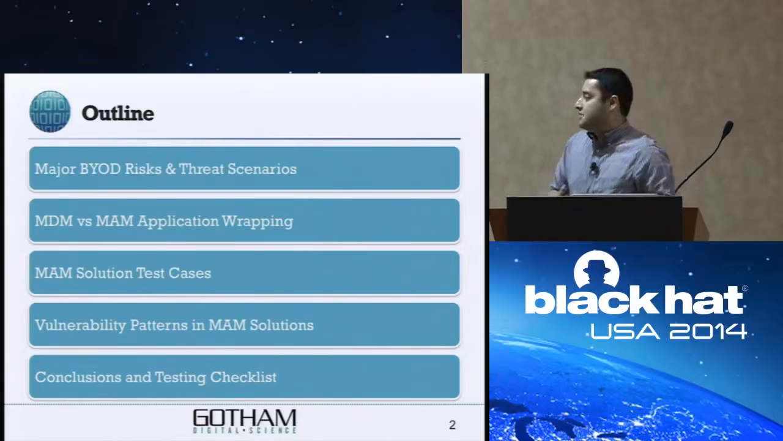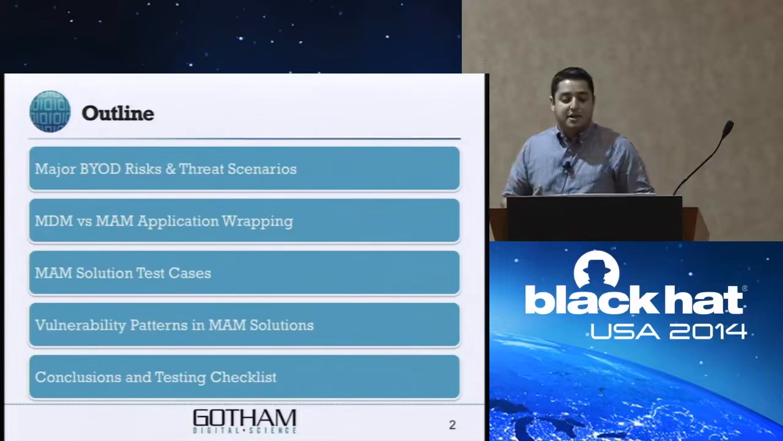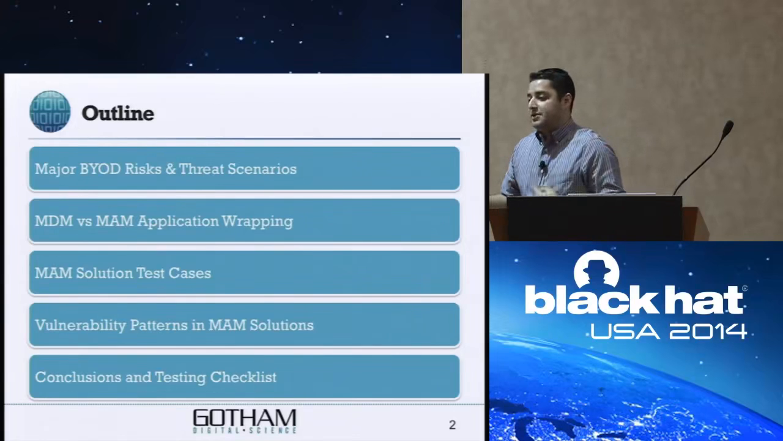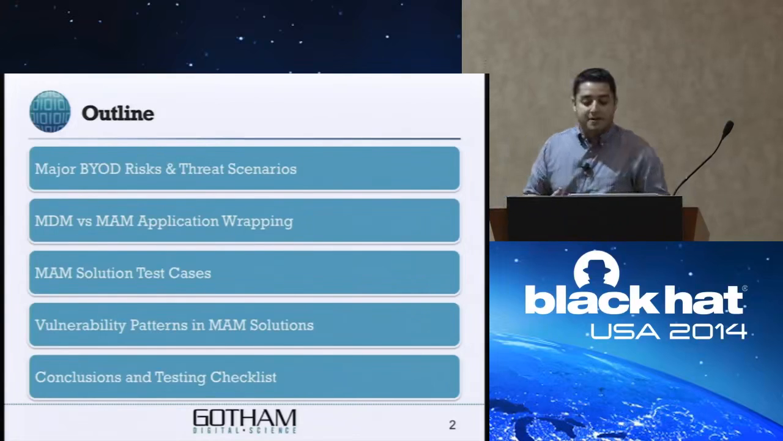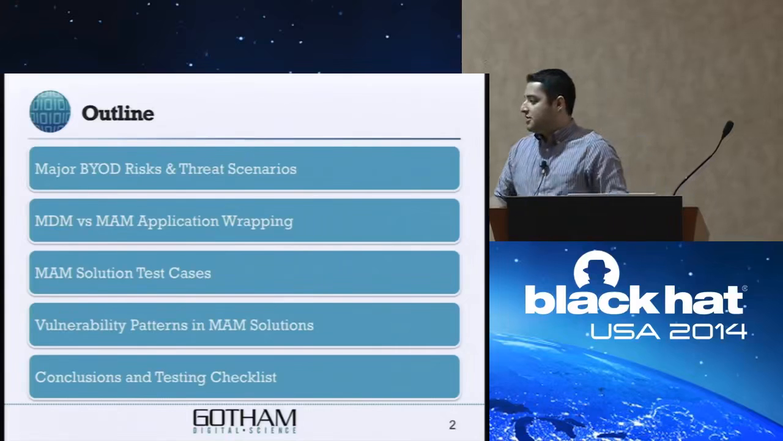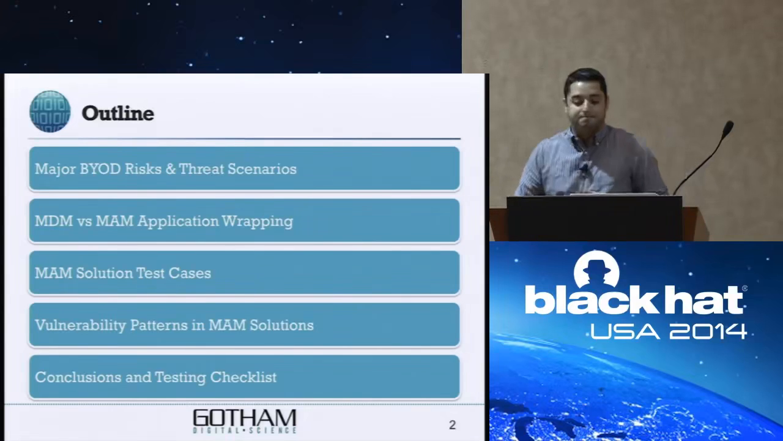Then we'll start getting into some of the more technical stuff, and we'll talk about some test cases that we did during our research, and then dive into some common vulnerability patterns that we found with different solutions out there. And lastly, we'll do some sort of conclusion, talk about a testing checklist that we can all use to help make these products more secure in the long run.